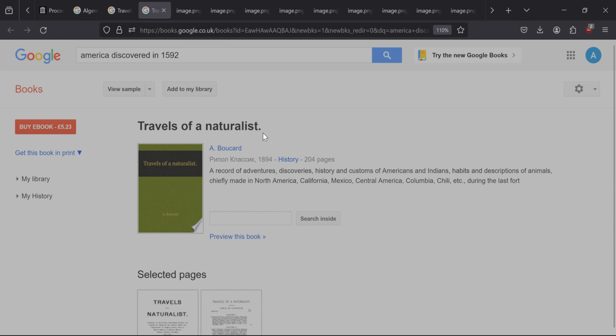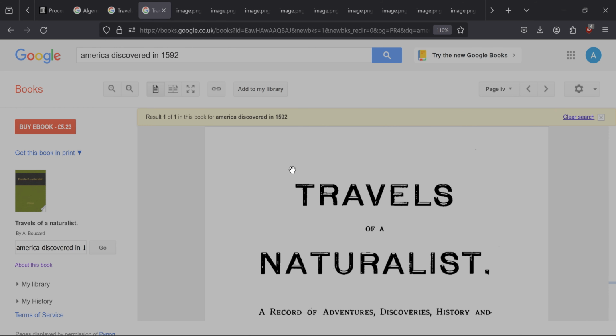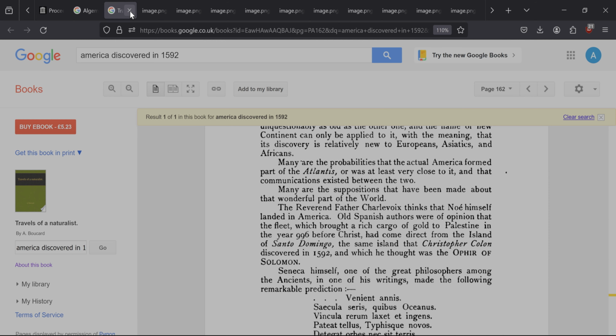The Travels of a Naturalist from 1894. So this book was printed in London, 1894, but I believe it was a translation. But what do we see once again? Down here, and I'm actually going to read this whole thing because it's quite interesting. The Reverend Father Charlevoix thinks that Noah himself landed in America.